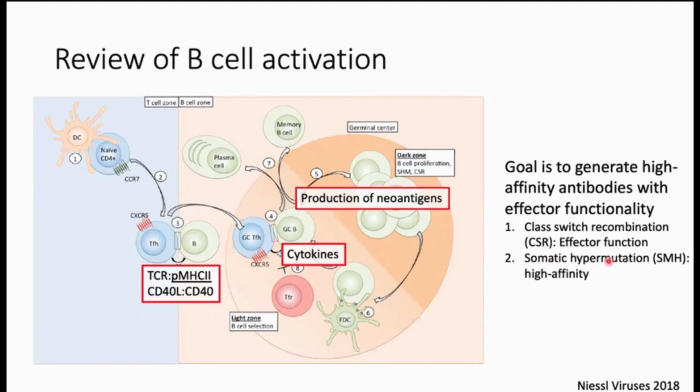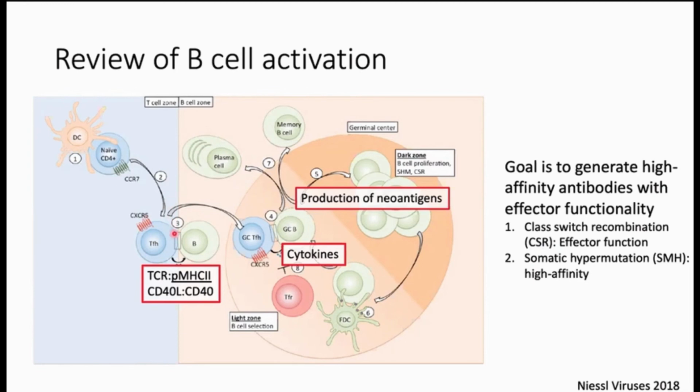So the somatic hypermutation is going to generate high affinity antibodies. This is the insertion of nucleotides into particular areas in the immunoglobulin gene, which will then hopefully increase the affinity of the interaction between the antibody and the protein that it's going to be binding against. This occurs through interaction of B cells and T cells within the lymph node or spleen.